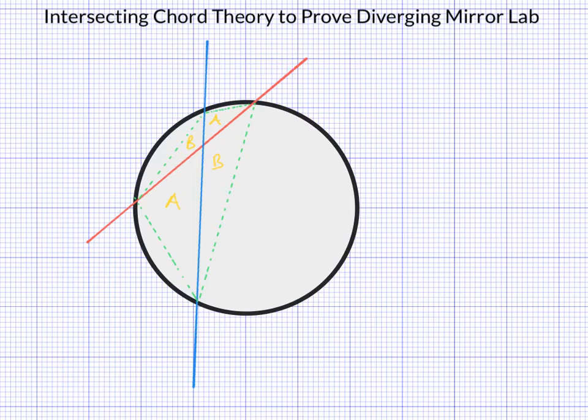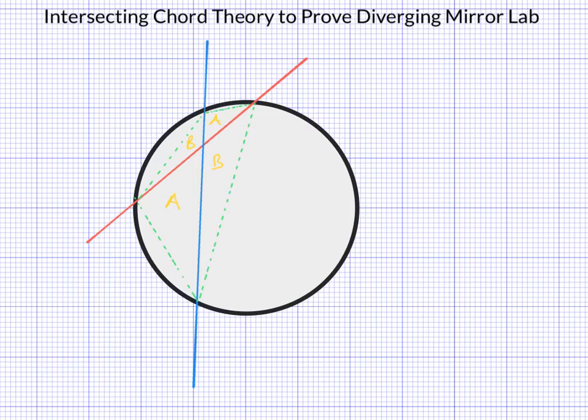What intersecting chord theory is based on, there's a bunch of principles or assumptions. But the first one to consider is that the triangle A is going to be, in terms of scale, exactly the same as this triangle over here. Now, obviously the lengths are different, but the size of the angles is exactly the same.